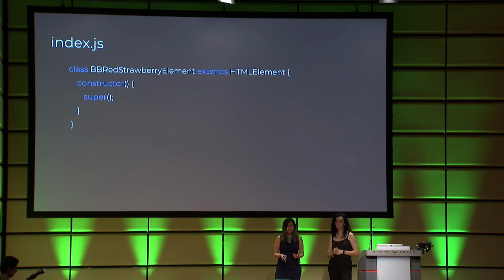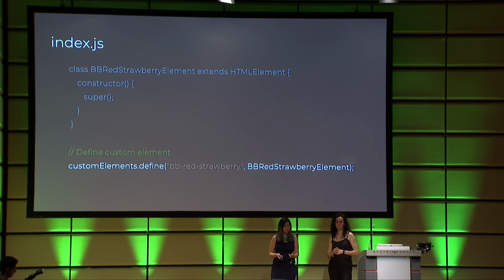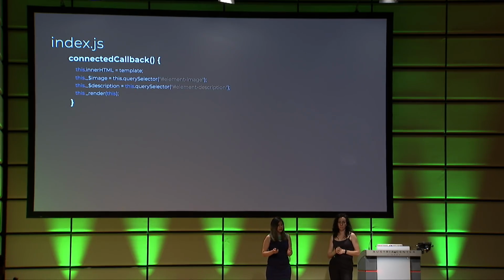Therefore, they already have a constructor. And since they are subclasses, we need to call super. Once we have our class, we can say, OK, this is our class, and this is the attribute that we want to map it to. In our case, it's going to be bb-red-strawberry. And connectedCallback is one of the methods that Anna mentioned, and it's going to be called as soon as your element is appended to the DOM. So that is the best place to have a reference to our template, and then call our own render function.